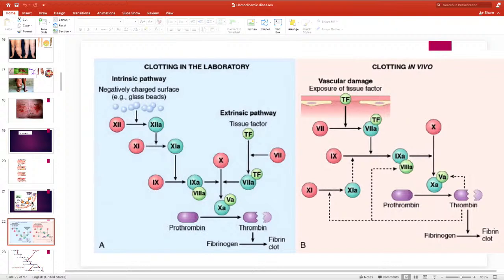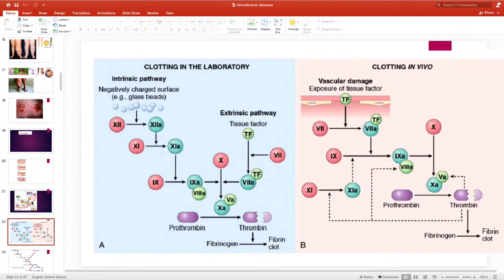You have to know that factor 2, factor 7, factor 9, and factor 10 are vitamin K dependent factors. It means that vitamin K deficiency can lead to a bleeding tendency, because our liver cannot synthesize those factors which are dependent on vitamin K. Follow? Factor 8 is in the intrinsic pathway and acts directly on factor 10.